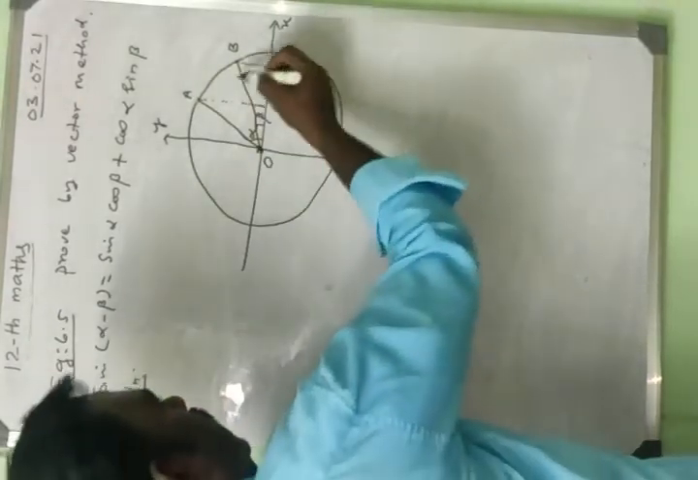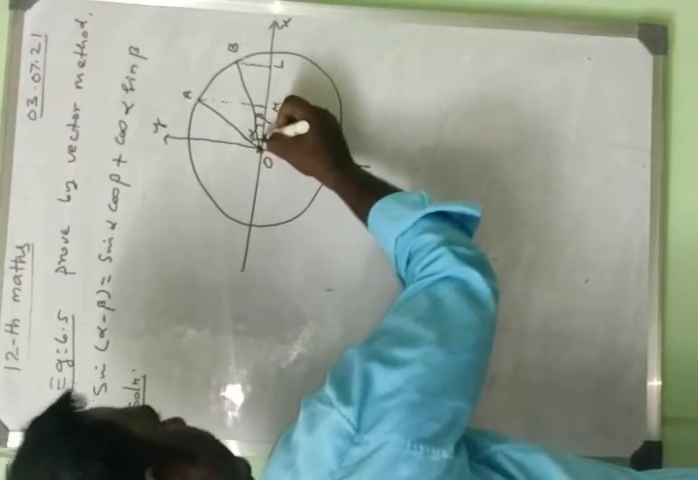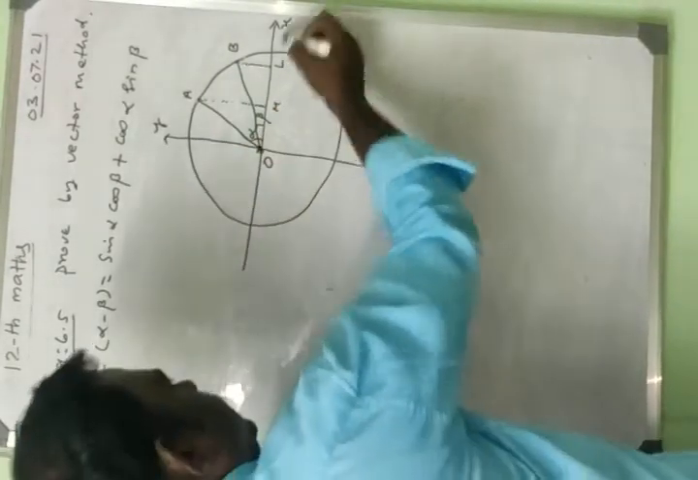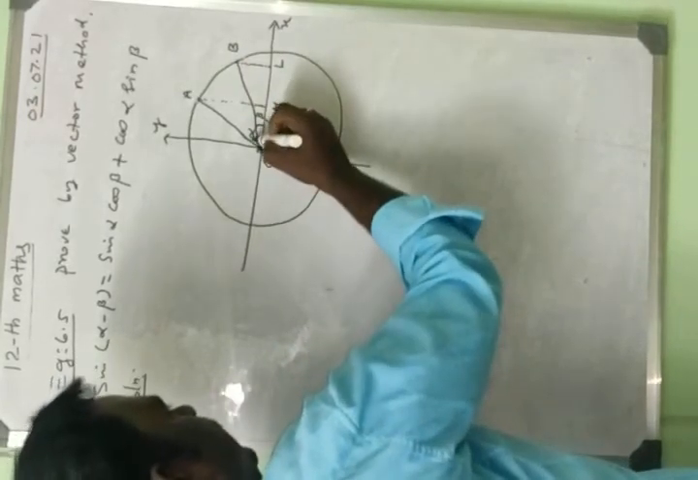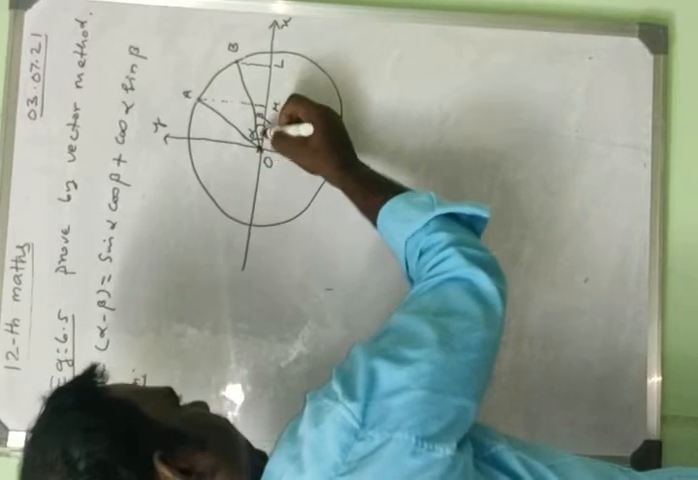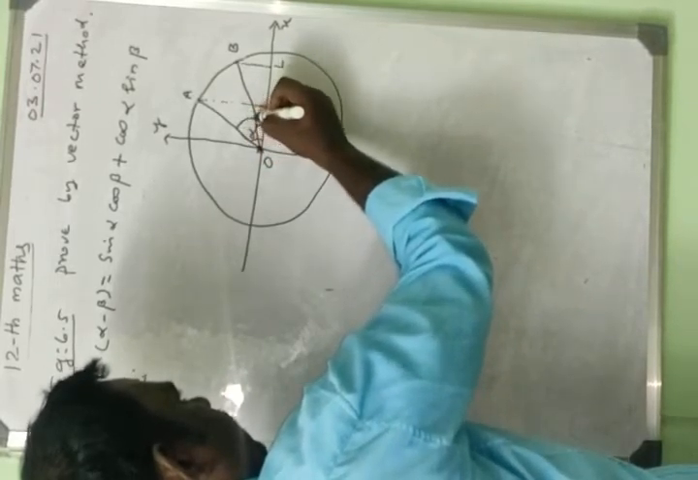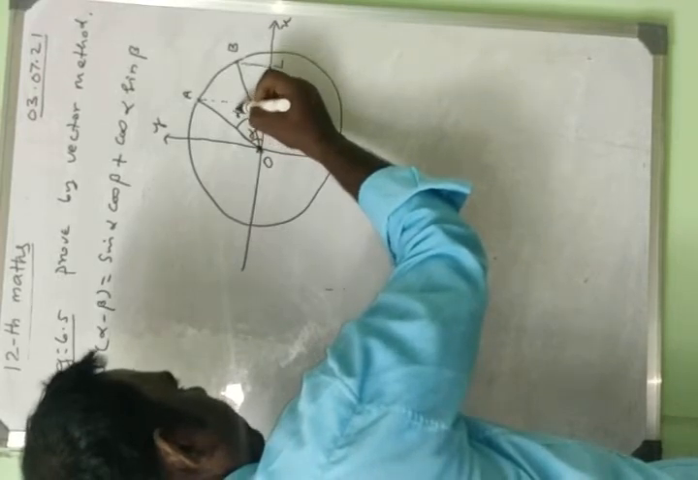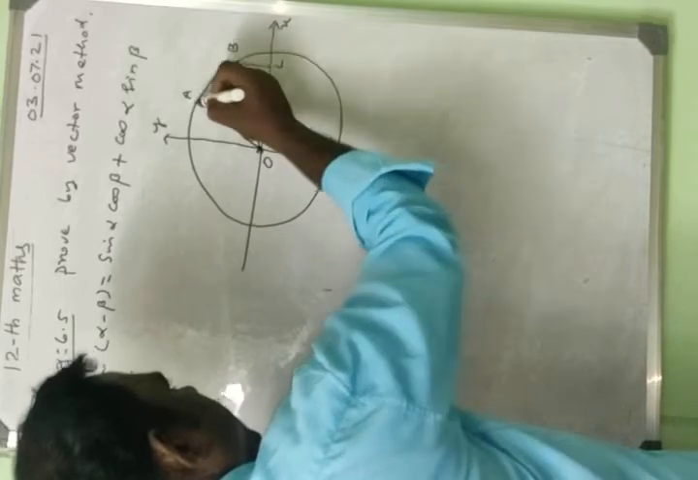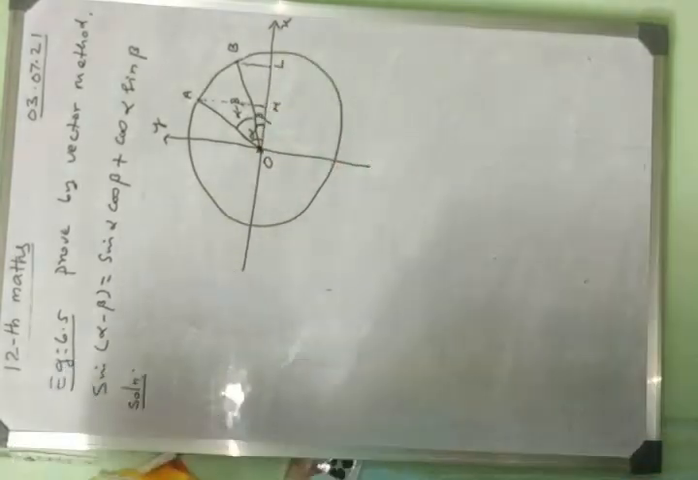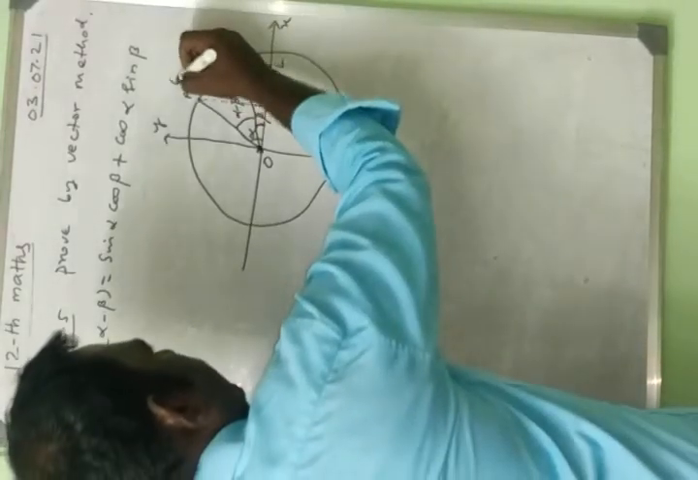Alpha means XOA, this angle. Beta is the angle XOB, this angle. We want alpha minus beta, which means from this to this angle, subtraction of this angle. So we get this one. This is alpha minus beta, correctly marked. This is AOB, that angle, alpha minus beta.